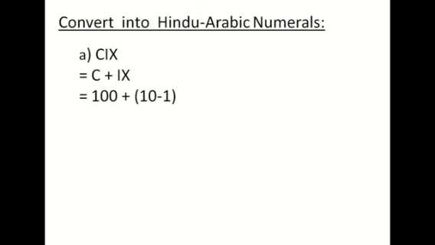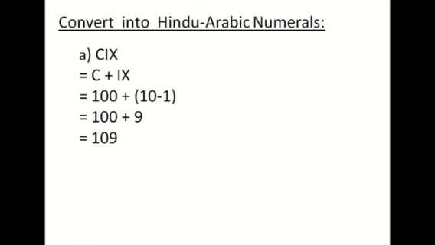C means 100. IX means, you know, 9, but I have shown you that it is actually 10 minus 1. 10 on the left, the smaller value, so it will be subtracted. Okay. So 100 plus 9 means 109. So this step is 100 plus 10 minus 1. If you want, you can write. If you don't want, don't write. It doesn't matter. You can directly write down the value. C for 100, IX means 9. Add these two and write 109. Okay.